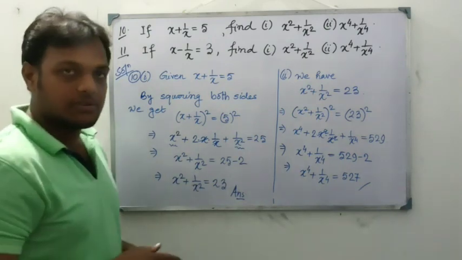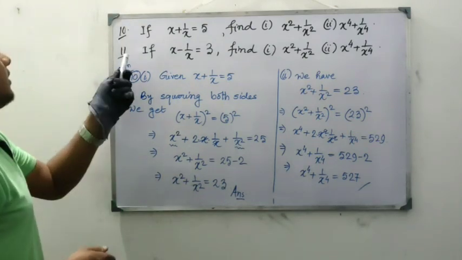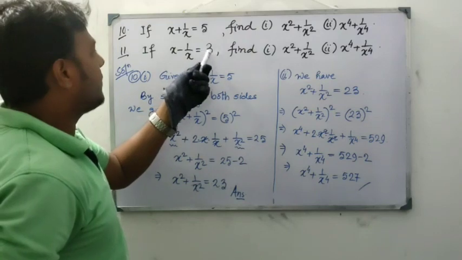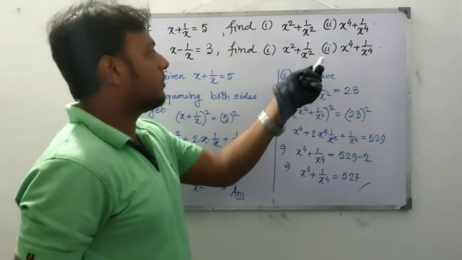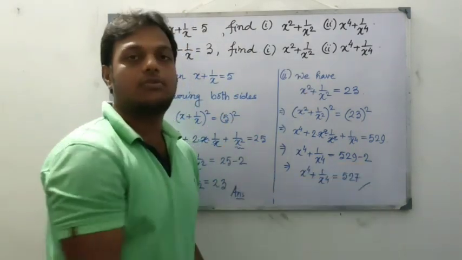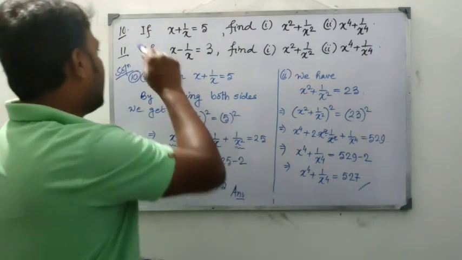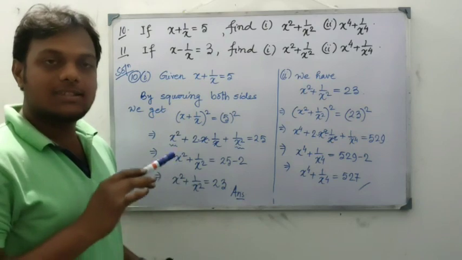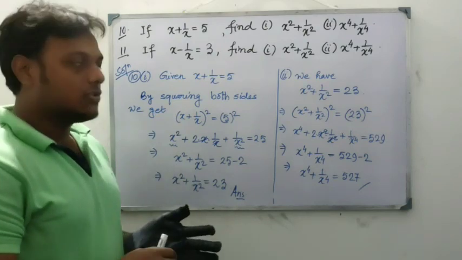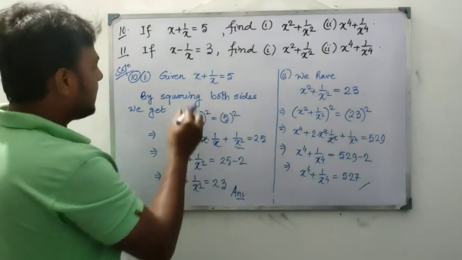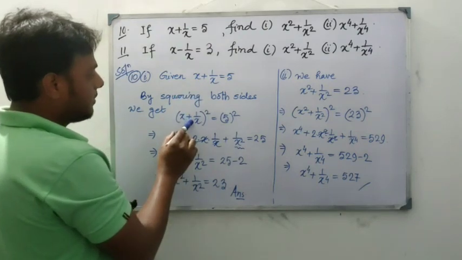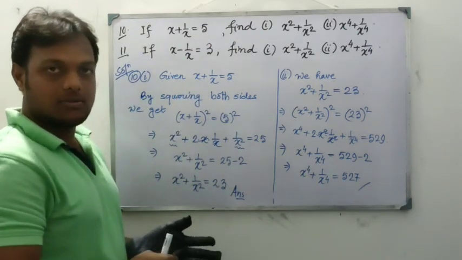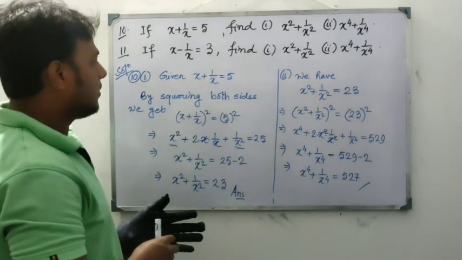Okay, this is better for you. Next, problem number 11. If x minus 1 by x equals 3, find x square plus 1 by x square, and second, x to the power 4 plus 1 by x to the power 4. Problem 10 and problem 11 are basically the same process. So you can solve it by yourself. Just in the place of plus it will be minus, and squaring both sides, the same process. Understood? Okay, I am solving.